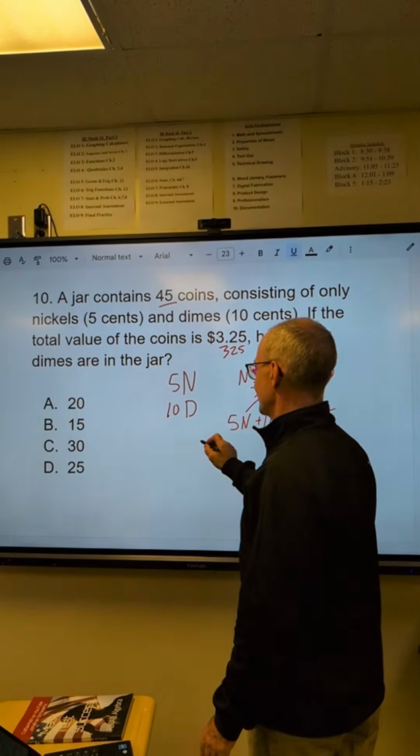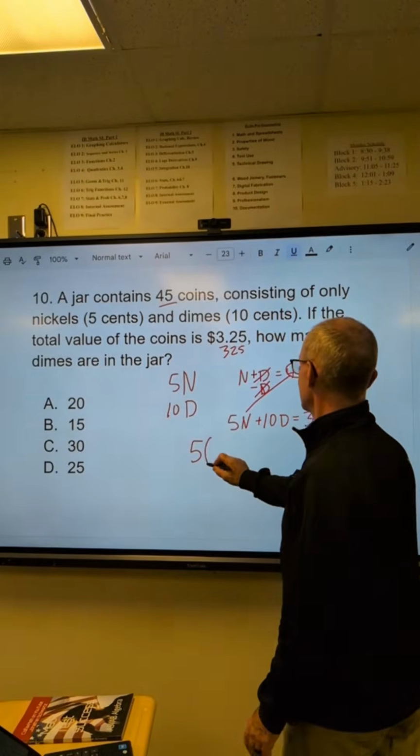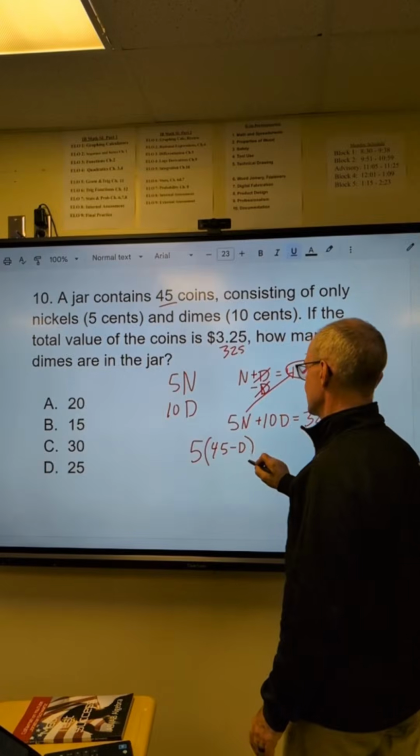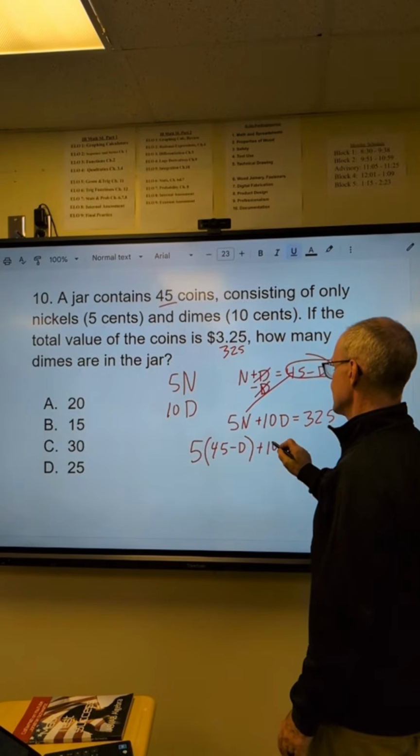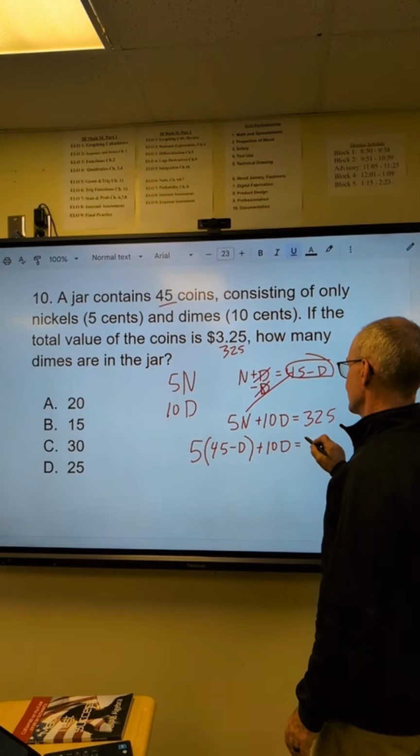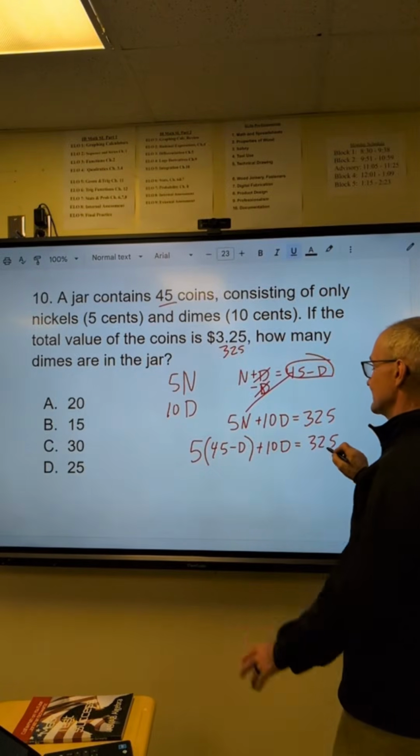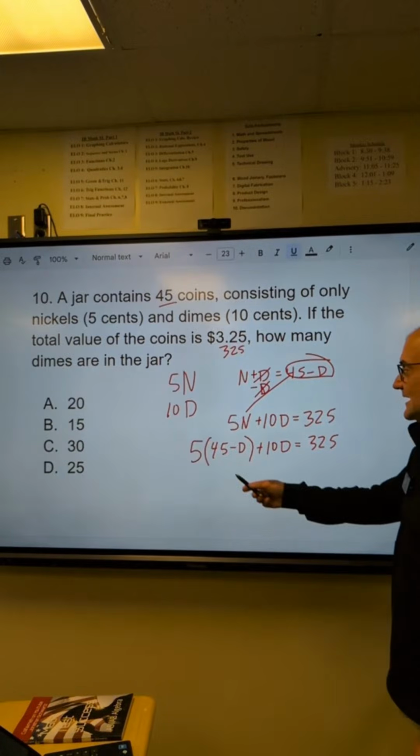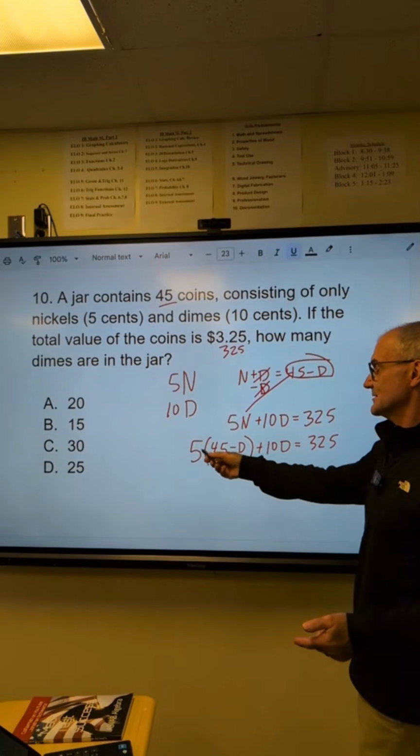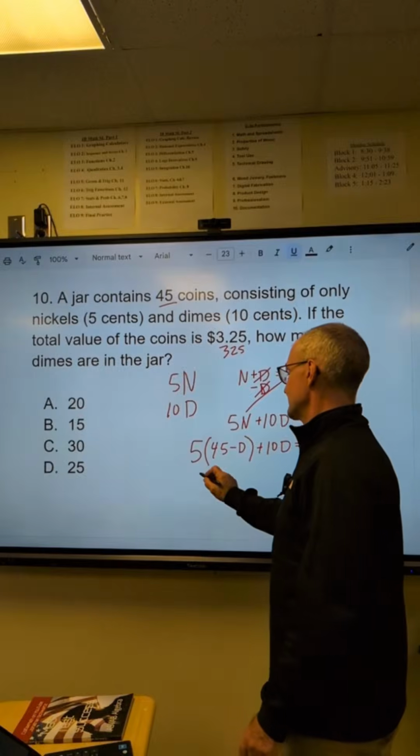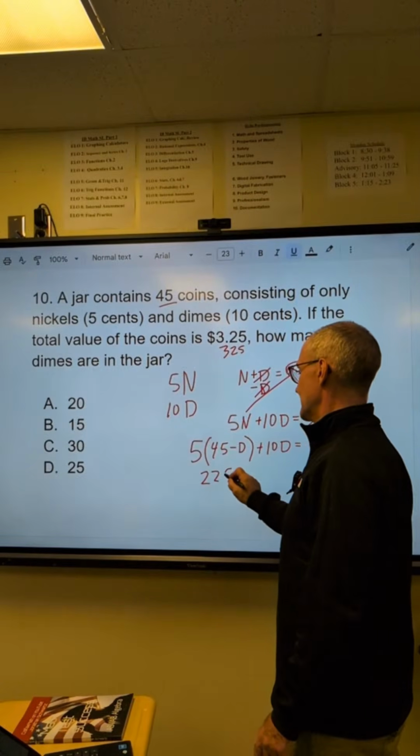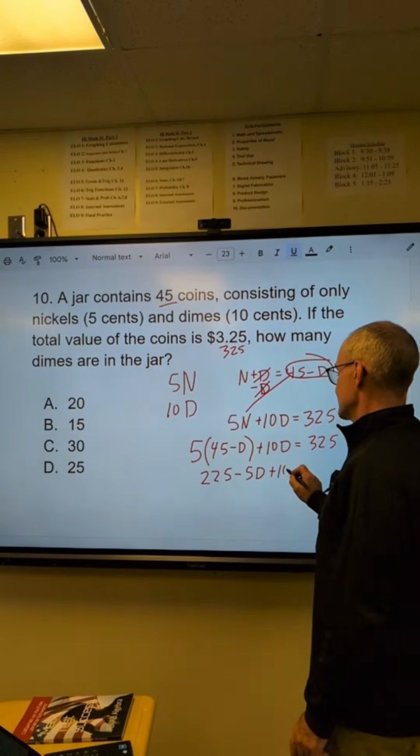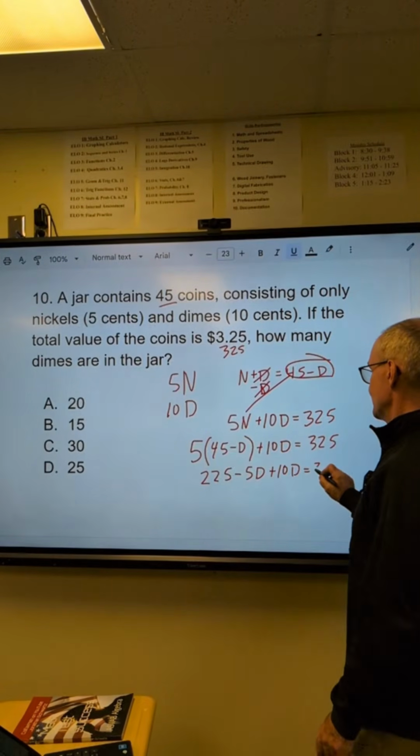So I have 5 times n, 45 minus d, plus 10d equals 325. A lot of ways to do this, this is just one way. I have 5 times 45, that's going to be 225. 225 minus 5d plus 10d equals 325.